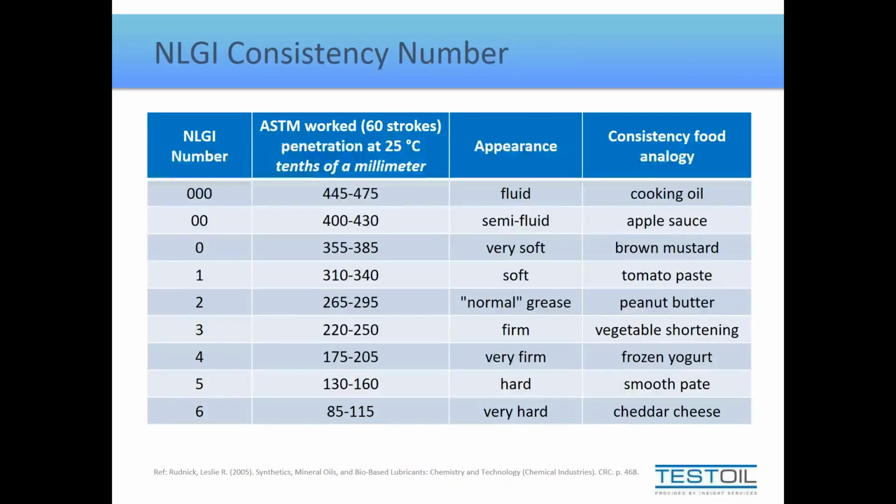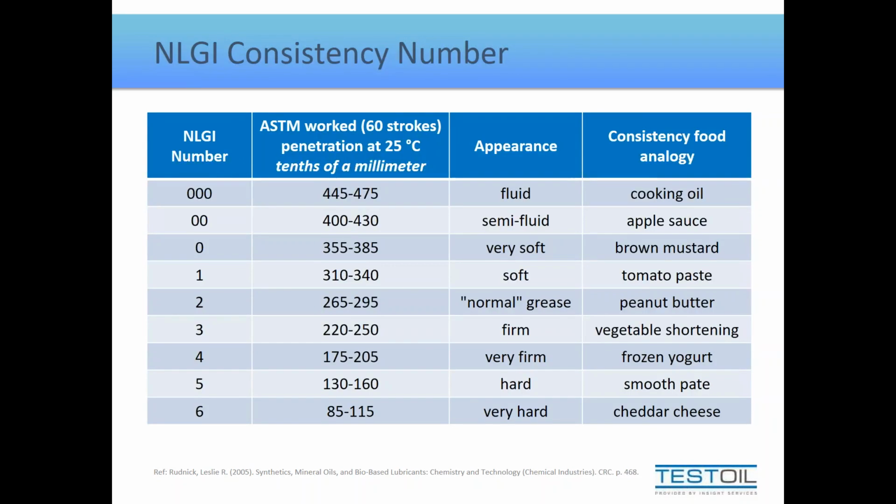This lists all the NLGI consistency numbers. They start at 000 and go all the way up to 6 as a grease goes from soft to hard. The measurements are in the next column over. Those are in tenths of a millimeter, and most people don't get terribly concerned with the numbers. But the last two columns just illustrate sort of an analogy-based approach to what these greases might look like.